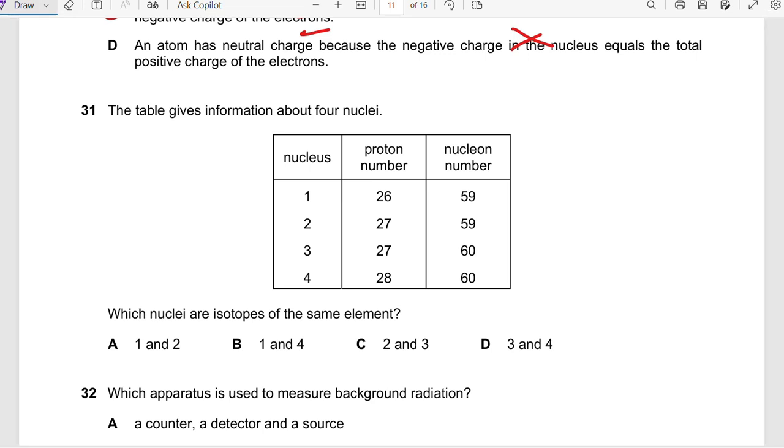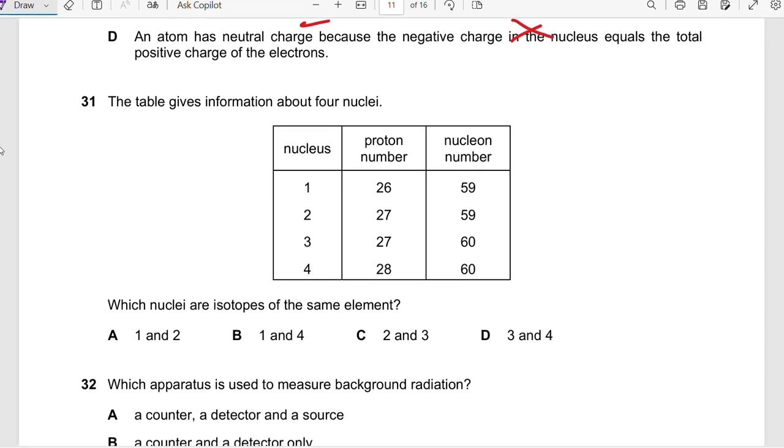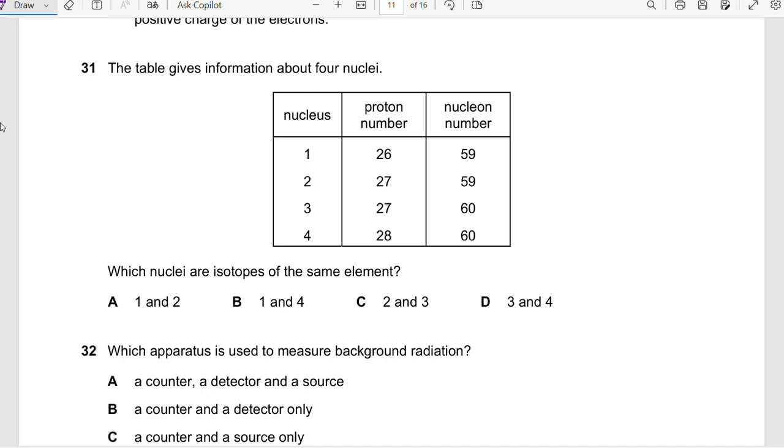Let me start. Question 31 says, the table gives information about 4 nuclei. Which nuclei are isotopes of the same element? Remember, isotopes are atoms of the same element that have the same proton number and different nucleon number, or different mass number. In other words, they have the same number of protons but different number of neutrons, okay? So we notice that 2 and 3 have the same proton number, 27. So 2 and 3 are isotopes. So it's option C. 31 is C, okay?